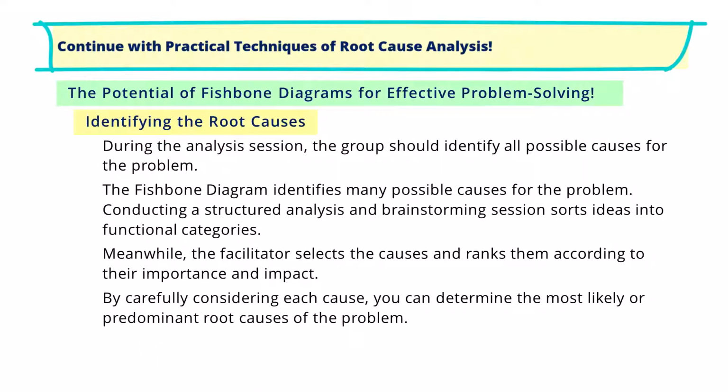Identifying the root causes. During the analysis session, the group should identify all possible causes for the problem. The fishbone diagram identifies many possible causes for the problem. Conducting a structured analysis and brainstorming session sorts ideas into functional categories. Meanwhile, the facilitator selects the causes and ranks them according to their importance and impact. By carefully considering each cause, you can determine the most likely or predominant root causes of the problem.